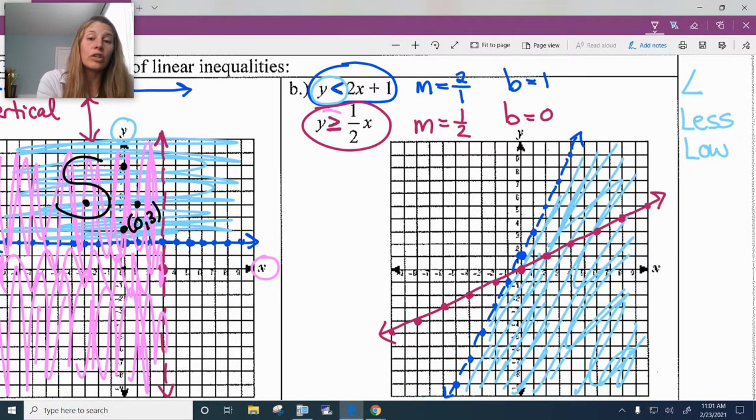And then I'm going to shade. This time I have a greater than sign.